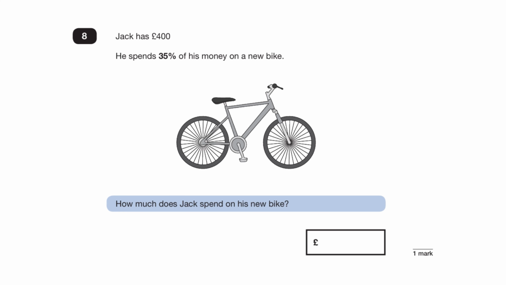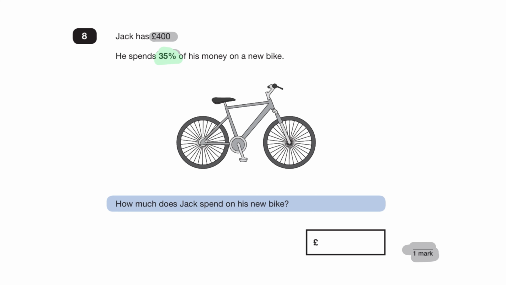So the final question of the hidden arithmetic, and there are more. There's another 10 of these that I could have gone through with you. But again, let's just see what the key information is. What tells us it's a hidden arithmetic? This is only 1 mark, but again, it's very straightforward. Jack has £400. He spends 35% of that amount on his new bike. How much does he spend on his new bike?